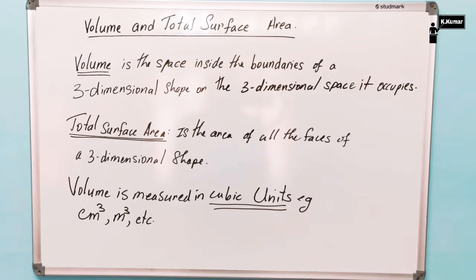Total surface area is the area of all the faces of a three-dimensional shape. Remember, you have the faces on the outside. If, for example, you look at the cube that you cook with, you have 6 faces, and each face is a square. So the total surface area would be the area of all those faces on the outside of the shape. And remember, volume is always in cubic units, so if it's cm cubed, meters cubed, etc.